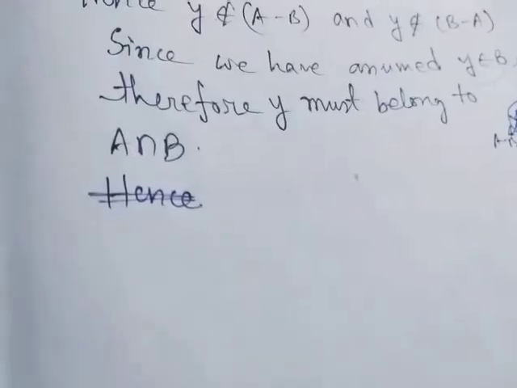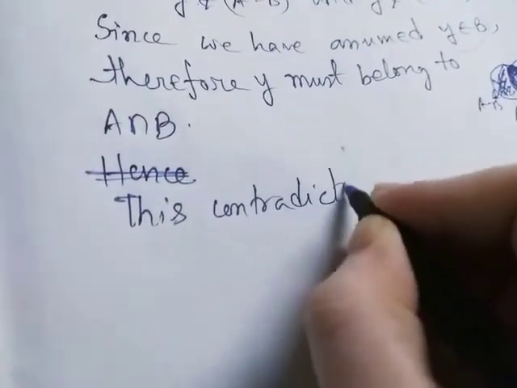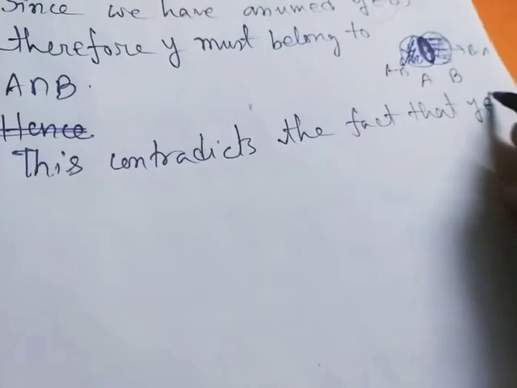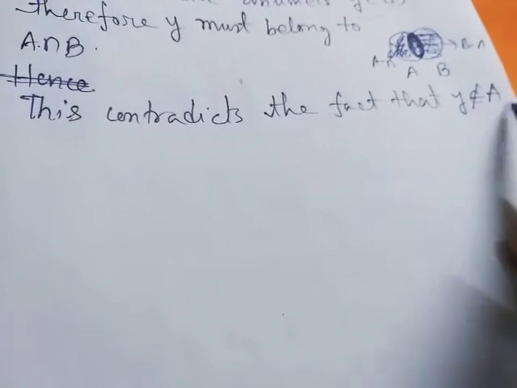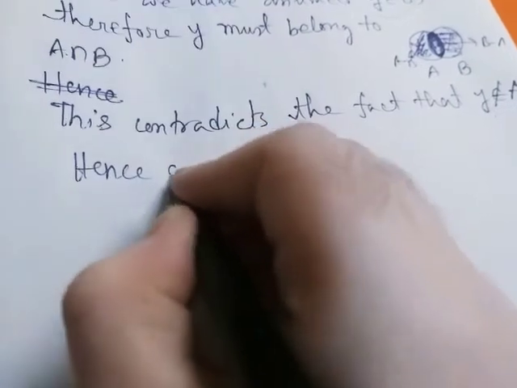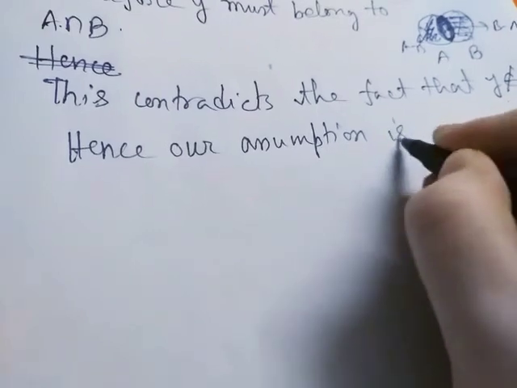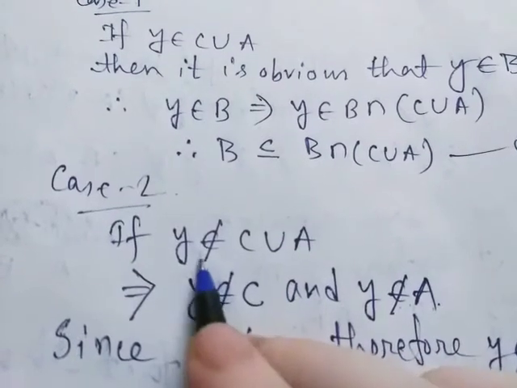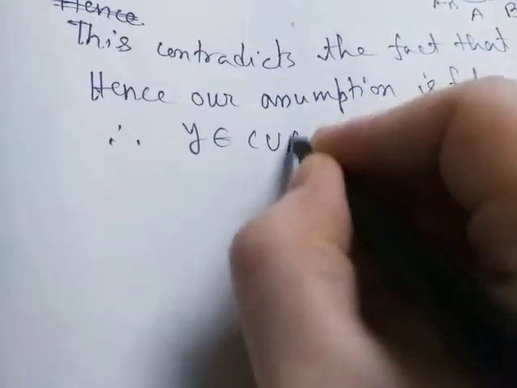But here we get Y does not belong to A. So this contradicts the fact that Y does not belong to A, because this shows that Y belongs to A, but we have Y does not belong to A. So this contradicts the fact that Y does not belong to A. Hence our assumption is false. Therefore this is false. Therefore, Y belongs to C union A.